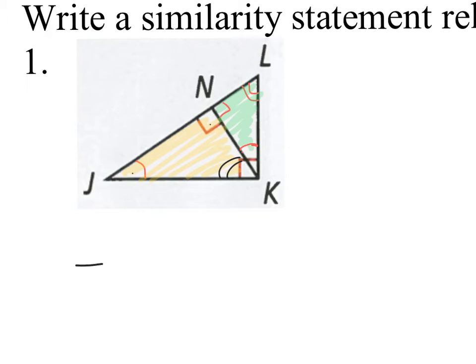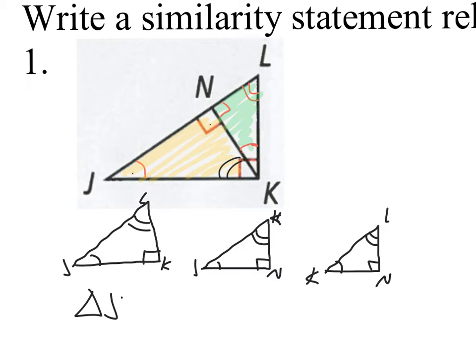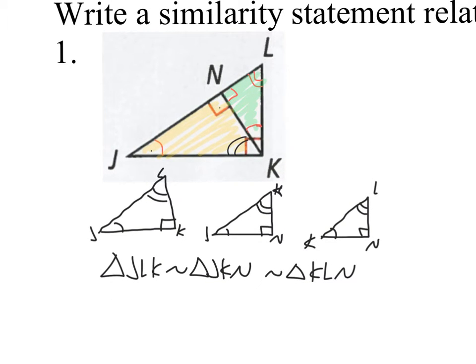And also we could redraw these, see if I can do that fairly well. So we have the big triangle, JLK. We have the gold triangle, which is JNK. And we have the green triangle, which is KNL. And so we know that triangle JLK is similar to triangle JKN and similar to triangle KLN, all by angle similarity.